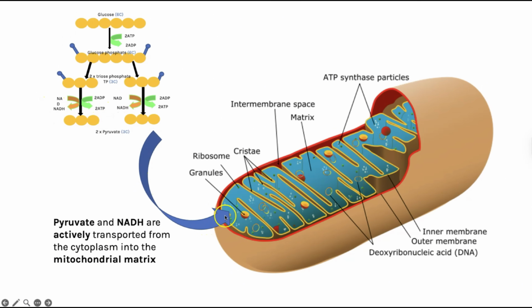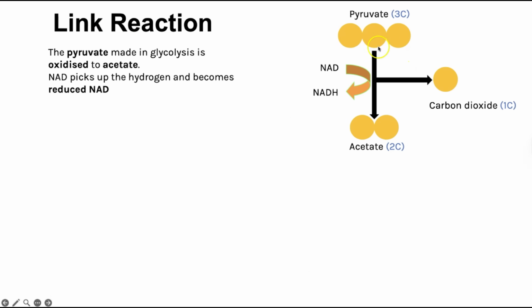Those are going to be actively transported into the mitochondrial matrix to be used in the next stages. The ATP can be used in the cytoplasm for other reactions. The link reaction is the next step, and this is when pyruvate is going to be oxidized further into acetate. And again, we can tell it's an oxidation reaction because NAD has now formed reduced NAD. So NAD has been reduced, which means pyruvate must have been oxidized. 1 carbon has also been removed, so we've formed 1 carbon dioxide molecule. So that means we've gone from pyruvate, which is 3 carbons, to acetate, which is 2 carbons.